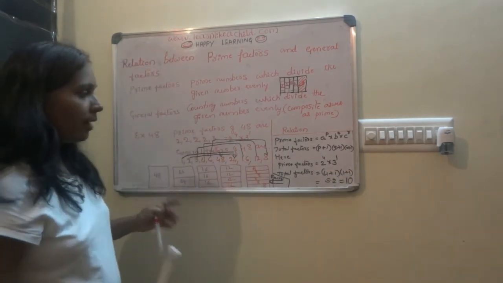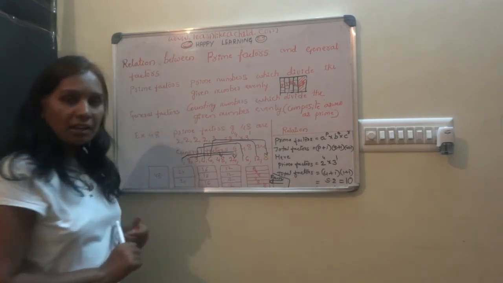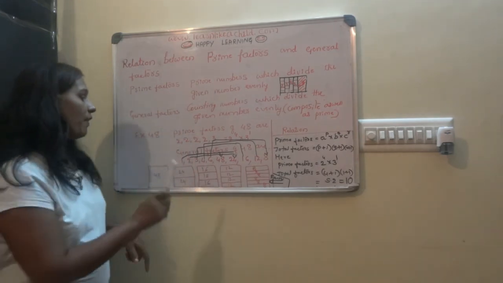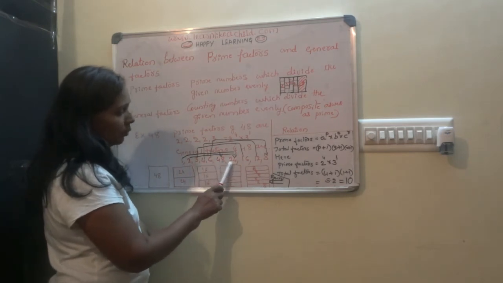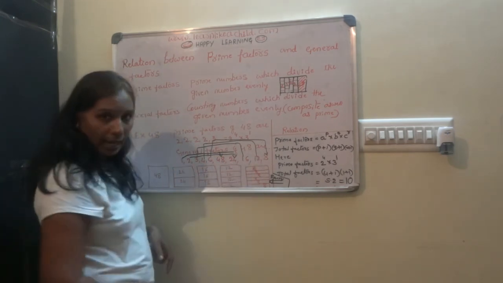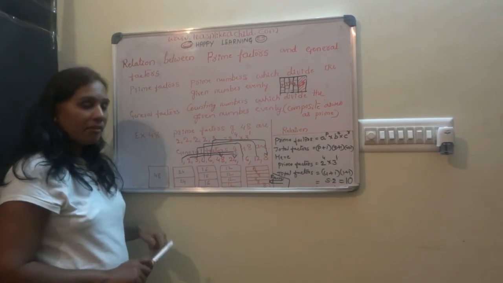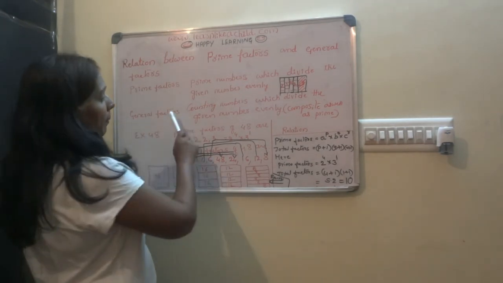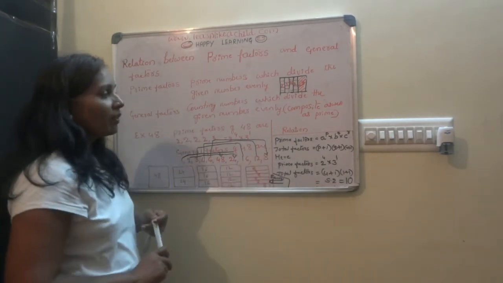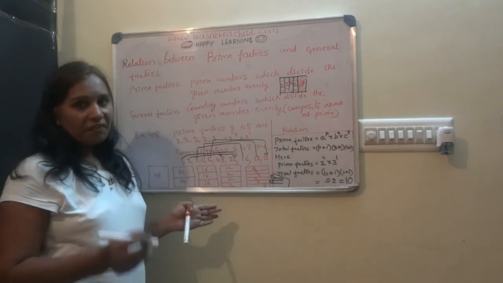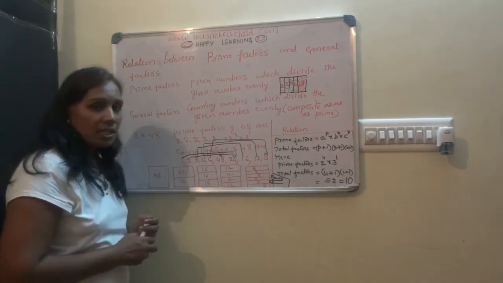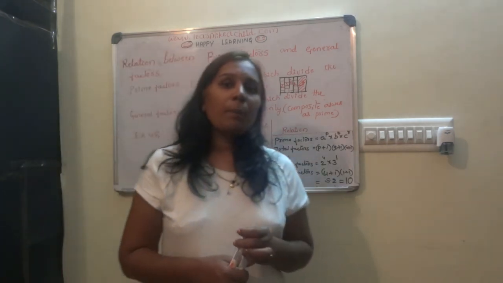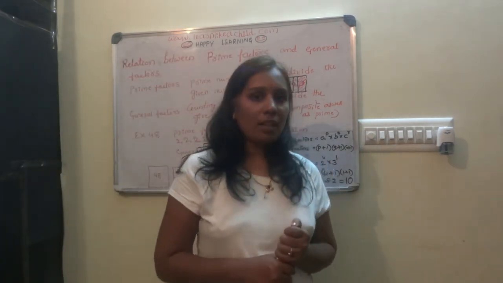It means that there are totally 10 factors, and those 10 factors are 1, 2, 3, 4, 6, 8, 12, 16, 24 and 48. Those are the factors. But by prime factorization, we just get the prime factors, not exactly their number. So in this way, we can relate prime factors as well as general factors.